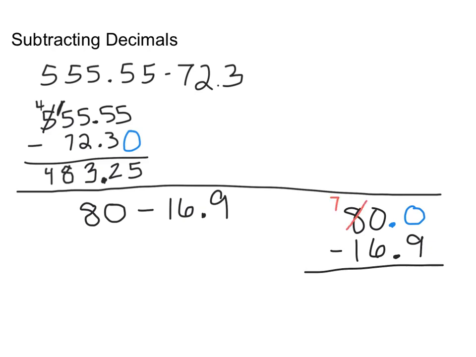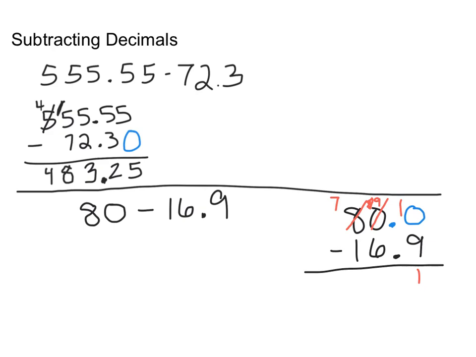That'll give me 7 there. That'll make this a 10. So now I have something I can borrow from for my decimal 0. So I'm going to borrow from that, which will make it a 9. So I'm going to get rid of that 1 and make it a 9. And now I have a 10 here. So I can do 10 minus 9, which gives me 1.